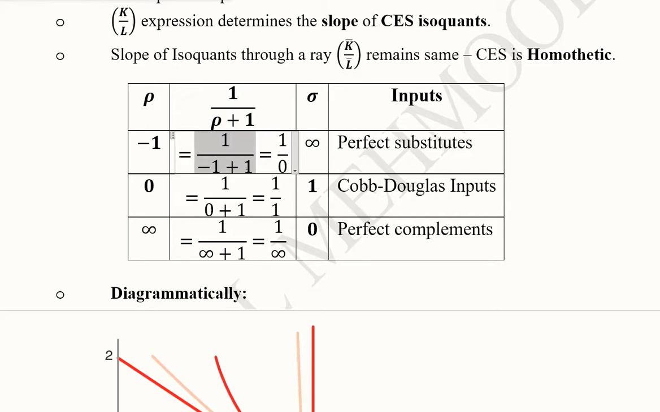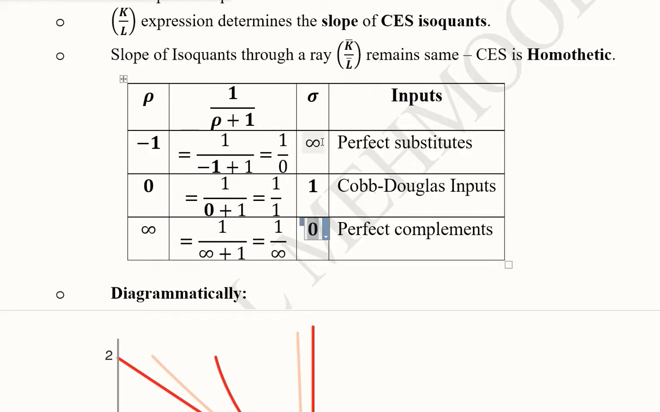And then we put the values, that is -1 here. Here you can see -1 is substituted. In this case 0 is substituted, and in this case infinity is substituted. Then we can solve them, and it is easy to solve. Then we get the values of sigma. In the first case it is infinity, the other case gives us 1, and in the third case we get 0.